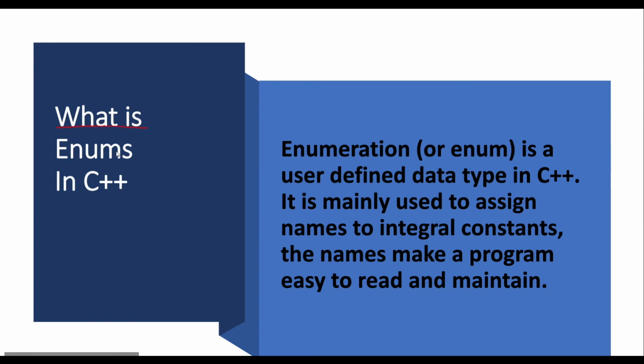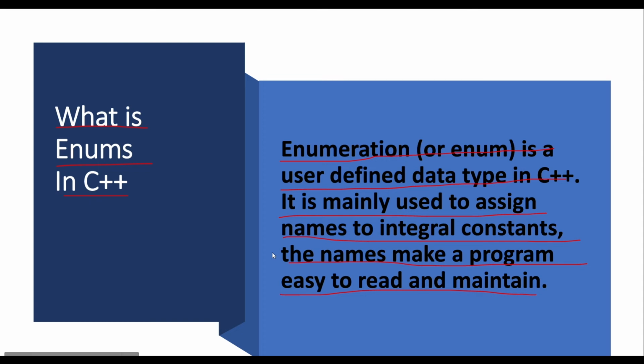Now we discuss what an enum is in C++. Enumeration, or enum, is a user-defined data type in C++. It is mainly used to assign names to integral constants. The names make a program easy to read and maintain. Basically, enum is a user-defined data type in C++. It is used to assign names to constants, and names make the program easy to read and maintain.